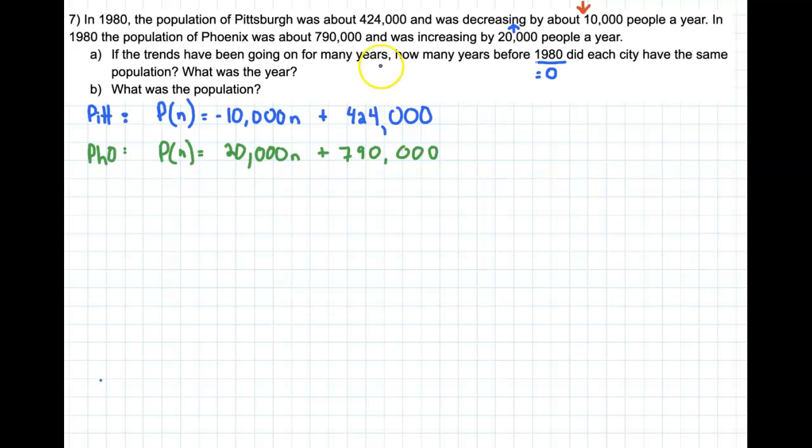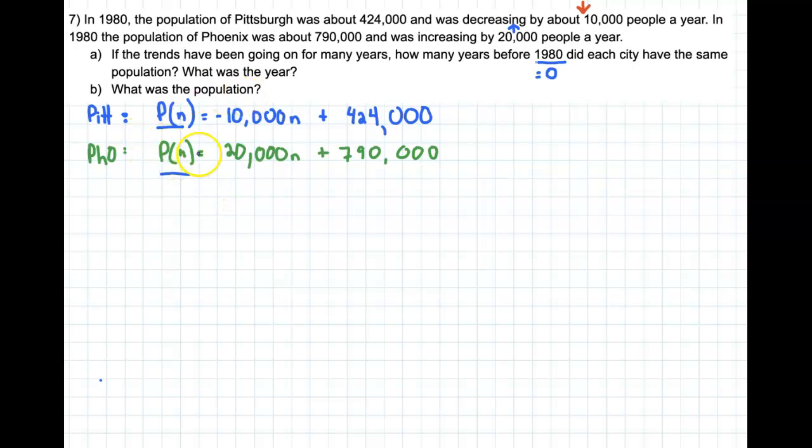obviously Phoenix has already surpassed the population of Pittsburgh, and it's increasing, so it's not getting closer to Pittsburgh. We would have to go back to the past to find out what year it was when they had the same population, assuming that this same trend was occurring. So when were the populations the same? When were these two the same?